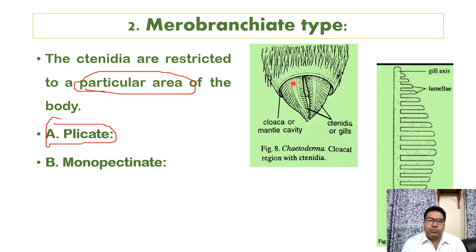there are two large plume-like Ctenidia, here one and this second. These very two large plume-like Ctenidia arise from the cloacal wall. This is the cloaca, and they arise from the cloacal wall.